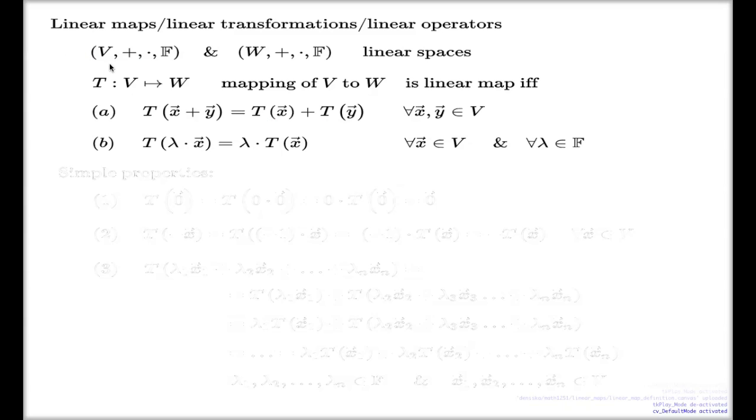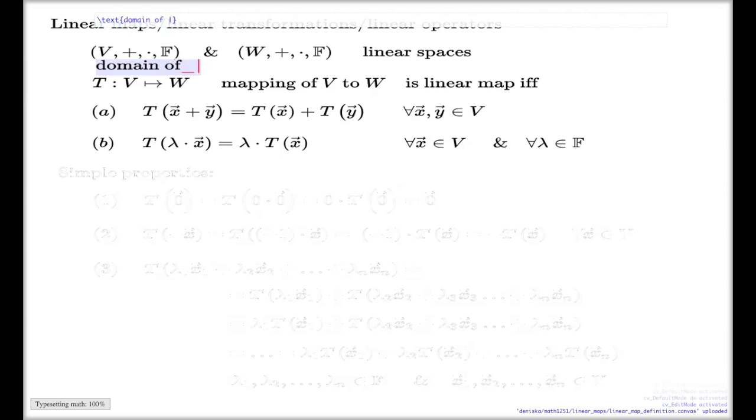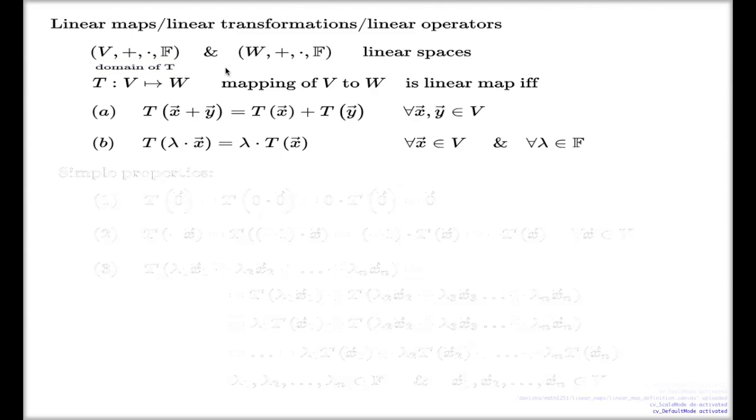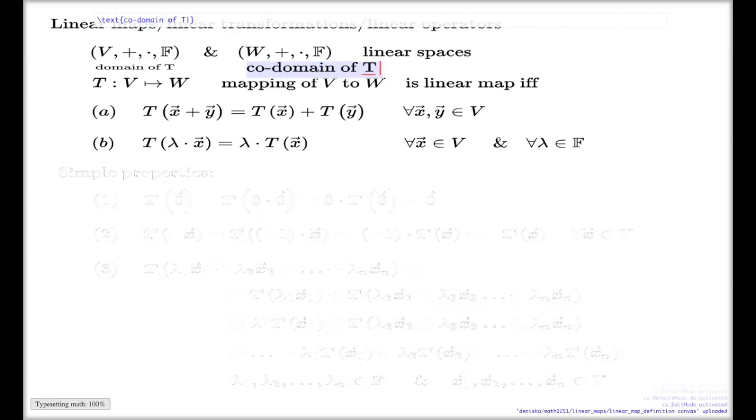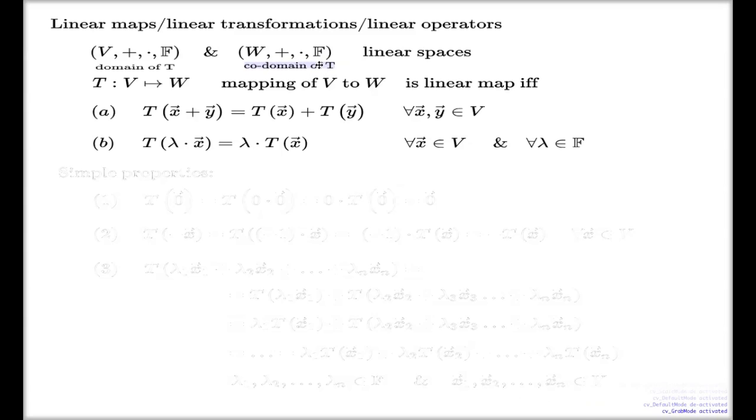Sometimes this is called the domain. This vector space, which is on the left in this notation, is called the domain of T, and this one is called the codomain of T. That's a sort of terminology you will meet very often here, so that's why I'm fixing this.